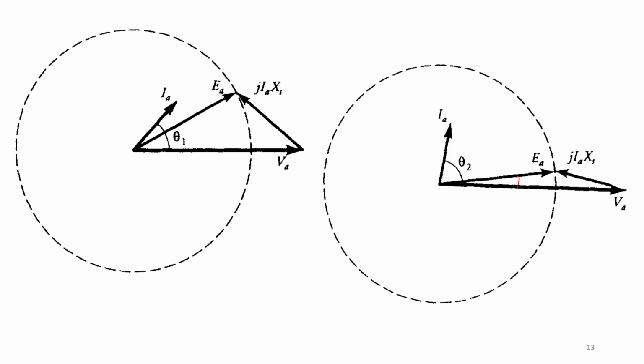So in both cases, for leading and lagging power factor, if your power factor angle is increasing, then your power angle, the delta between EA and VA, is decreasing, but the voltage magnitude is increasing, right? So this is the conclusion we can draw.